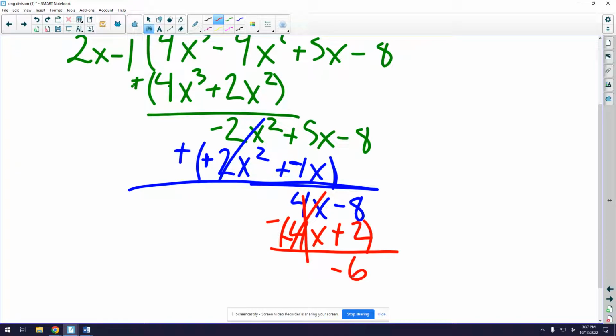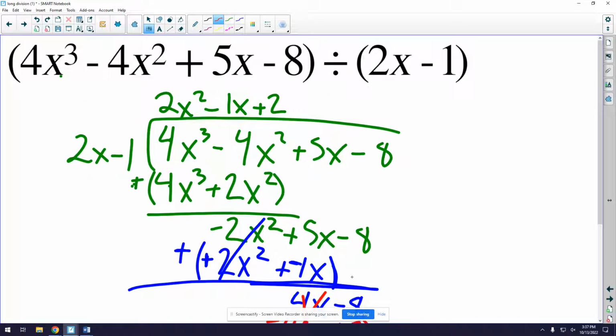Now I have nothing to bring down. Now I can't divide 6 by this 2x. I can't take a constant and divide it by something with a variable. So I am to the point where now I have a remainder. So back up to my answer, I'm going to put a minus 6 over, what do we divide by?